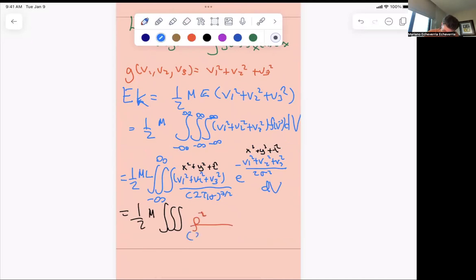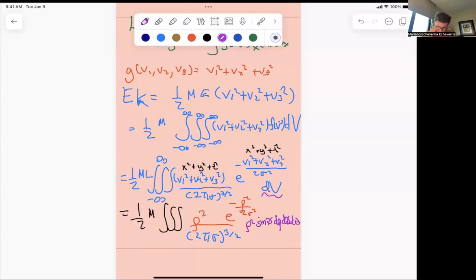Then this doesn't change at all. It is a rho squared, and then this is e to the minus rho squared over 2 sigma squared. And then dV, if you remember, and again, I'm not expecting anyone to remember spherical, but dV in spherical coordinates, the usual convention in Calc 3, was rho squared sine of phi, d rho, d phi, d theta.